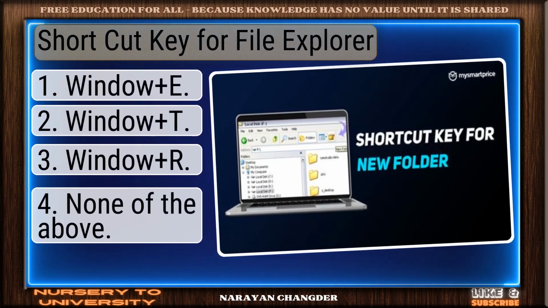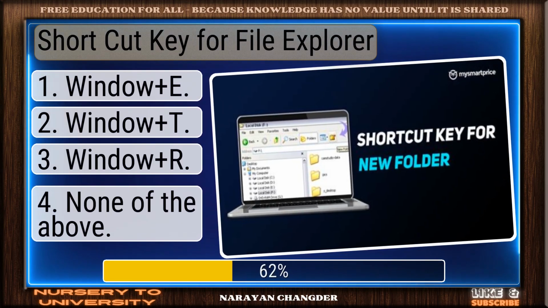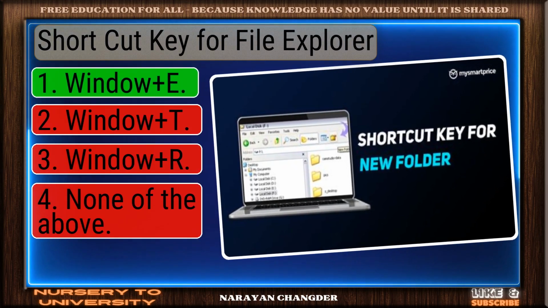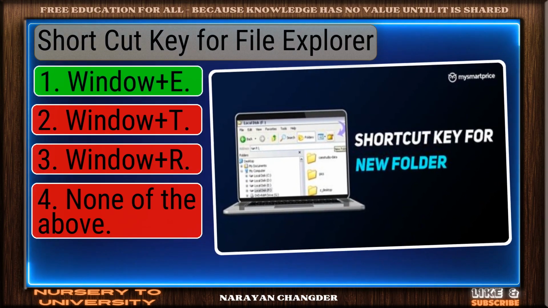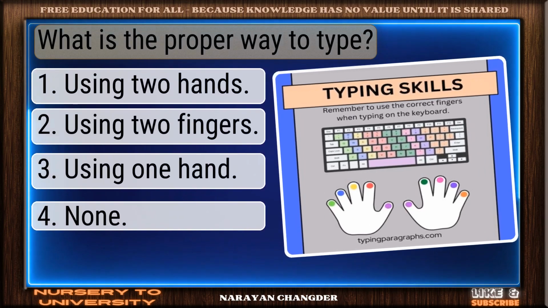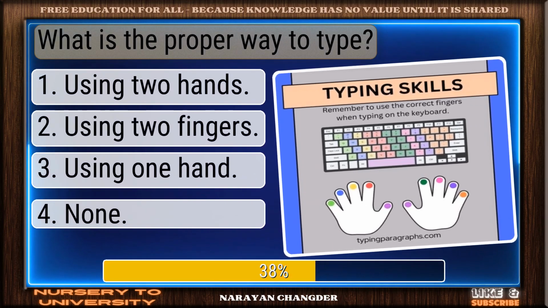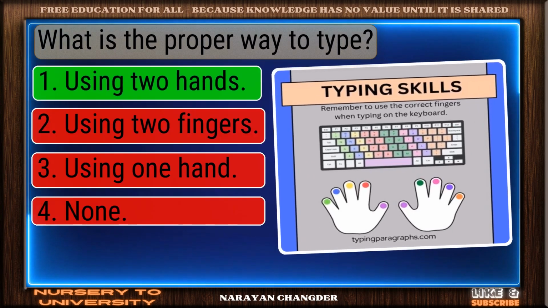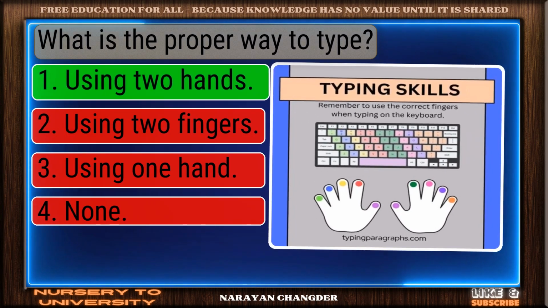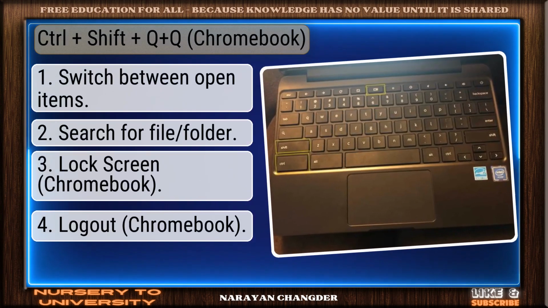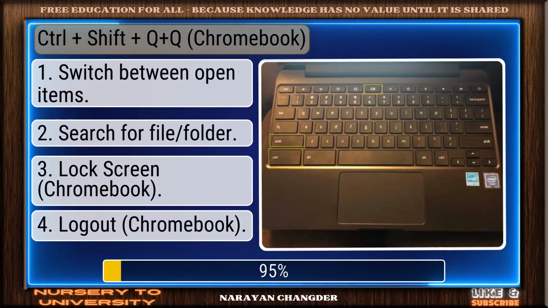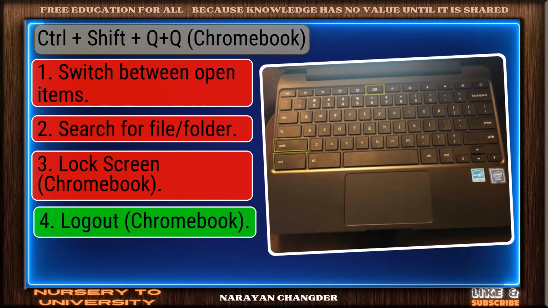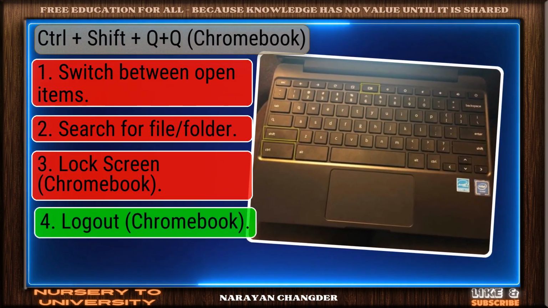Shortcut key for File Explorer. Exactly. Windows plus E makes sense, and it is right choice. What is the proper way to type? Correct. Using 2 hands is the right answer. Ctrl plus Shift plus Q plus Q. Perfect. Logout is the correct choice.